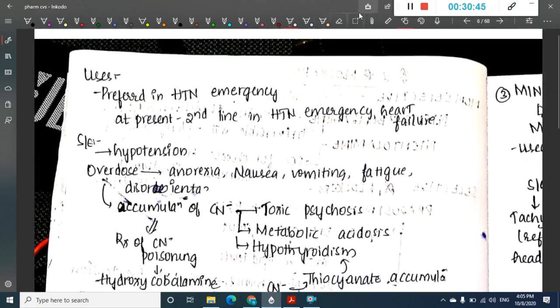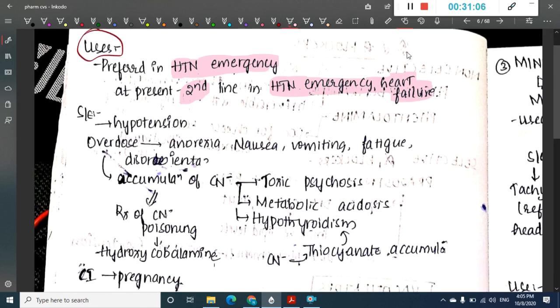Then we'll see the uses. The uses of sodium nitroprusside: because it is short acting, it can be used in hypertensive emergencies. At present we use it as second line in hypertensive emergency and heart failure. It's not first line. In hypertensive emergency and heart failure, this is used as second line. Next, what are the side effects? Side effects are very important.